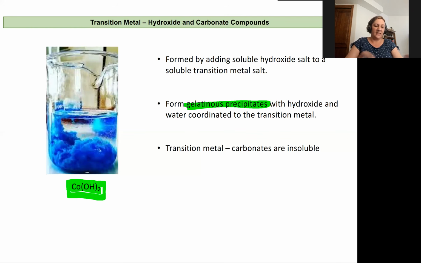By gelatinous, I mean it doesn't look like a nice fine crystalline powder. It has more of a goopy nature, but it is still a solid precipitate. But the blue color on this one, again, I'm going to say it, it's gorgeous. I love it. In general, our transition metal carbonates, and remember, a carbonate is CO3 2-, are going to form insoluble compounds in water.